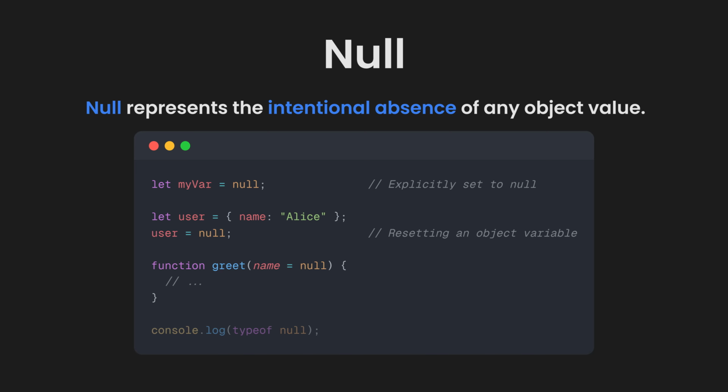Now, the famous JavaScript quirk, typeof null. Despite null being a primitive, typeof null returns object. This is a long-standing historical bug in JavaScript that cannot be fixed due to backward compatibility. Be aware of it, especially in interviews. Remember, null means intentionally empty, while undefined means not yet assigned or missing.